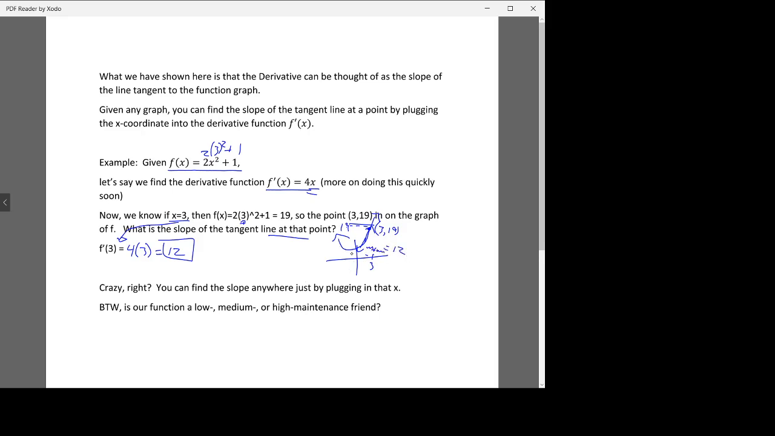And is this function a low, medium, or high maintenance friend, do you think? You notice it doesn't have any division or square roots. It's smooth and continuous when I graphed it. It's a low maintenance guy. It's the end of the lesson.